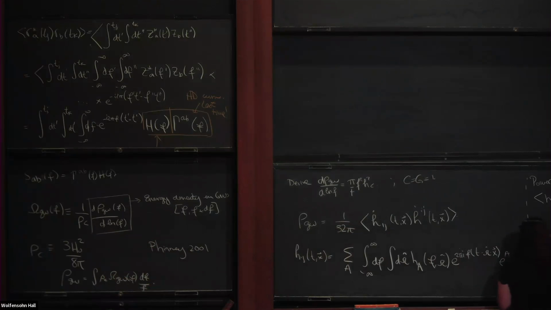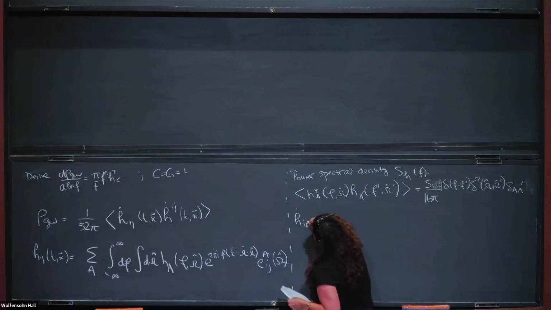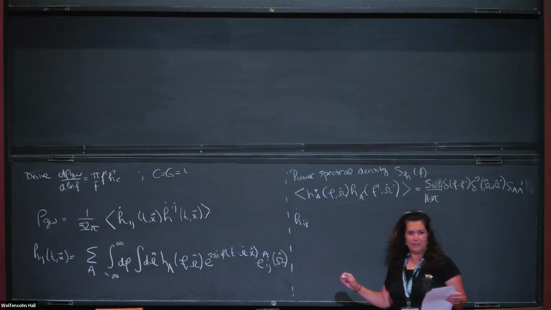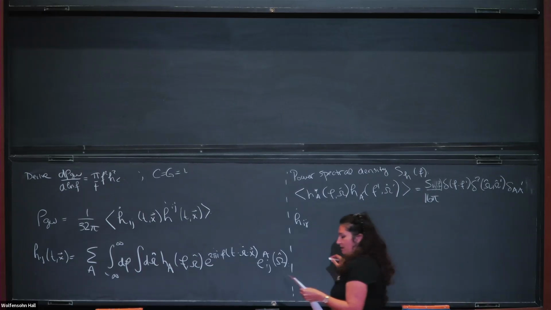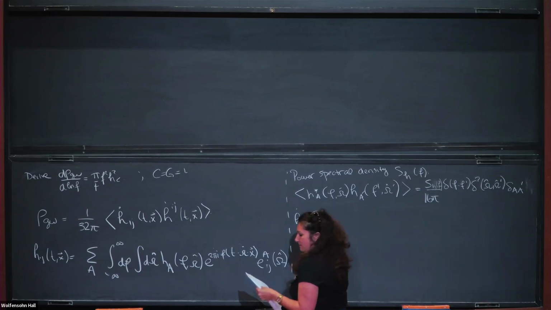Okay, so if we take the time derivative of hij, this is i and j. Are you guys with me so far? Yeah? Okay, you all just had really good lunch, so you're probably feeling a little bit sleepy.